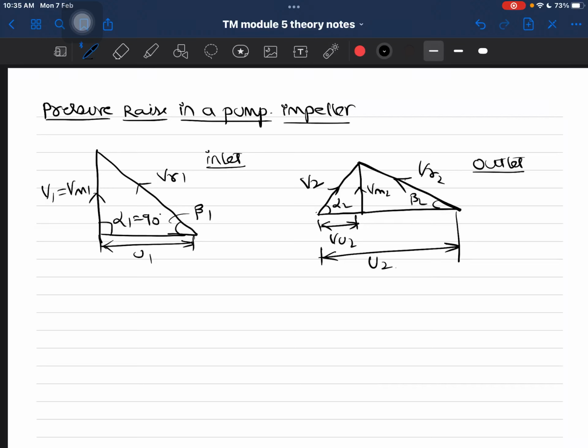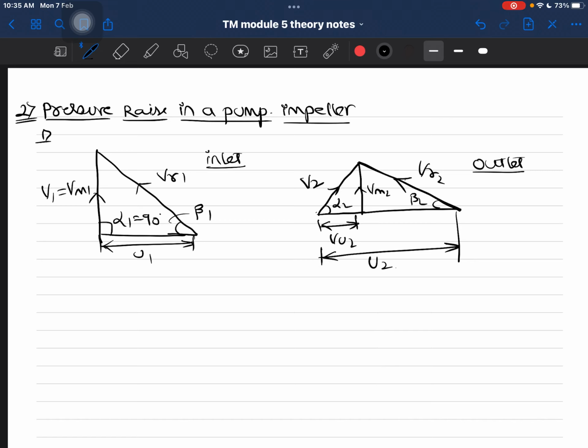Hello guys, in this video we'll try to derive one more derivation, which is the second derivation from your model number 5 for the centrifugal pump. In that we'll derive an expression for the pressure rise in a pump impeller. They might ask a question for you to derive an expression to calculate pressure rise in a pump impeller. So how will you do it? We'll just get to know the process of it.